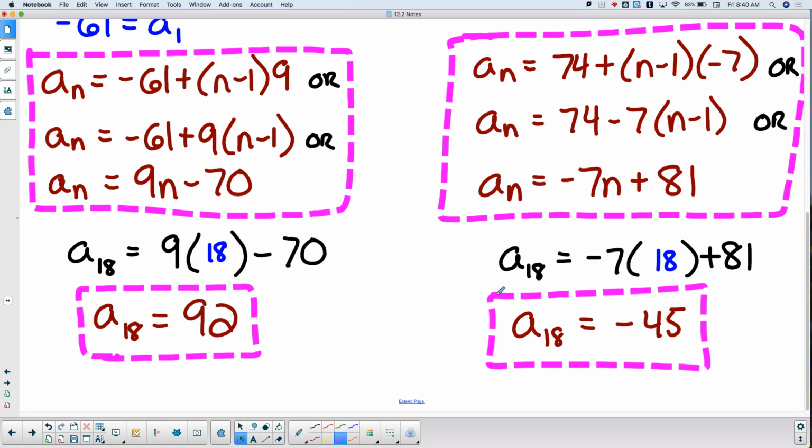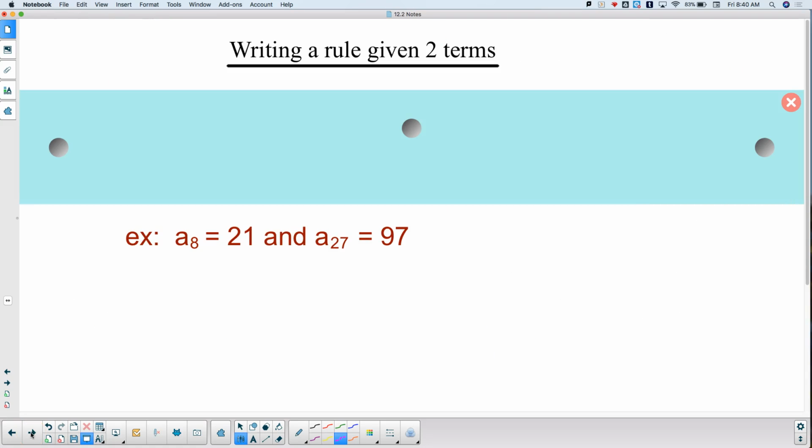Okay. So, the last style of problem is, I don't want to say the more difficult one, but obviously we're ramping up towards upper level math. And so that is writing a rule given two terms. The problem with writing a rule given two terms is that it's not do this and then you get your answer kind of a deal.